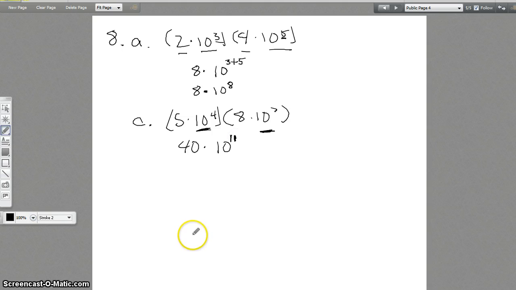Now this is not in scientific notation. In scientific notation, you always have a number that is between 0 and 10. It cannot be 0, it cannot be 10, it has to be between 0 and 10.